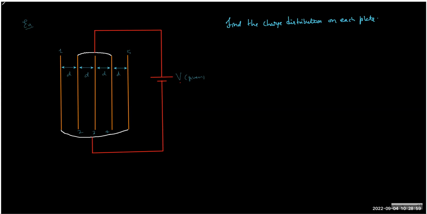Yeah, tell me. Sir, I think I did it. So tell me the answer. Tell me the charge values at every plate. For plate one, tell me, charge is how much? Minus Q by 2, which means minus A epsilon naught V by d. Is it coming minus? Yes, it is minus. Very good. So minus A epsilon naught V by d, right? Yes.